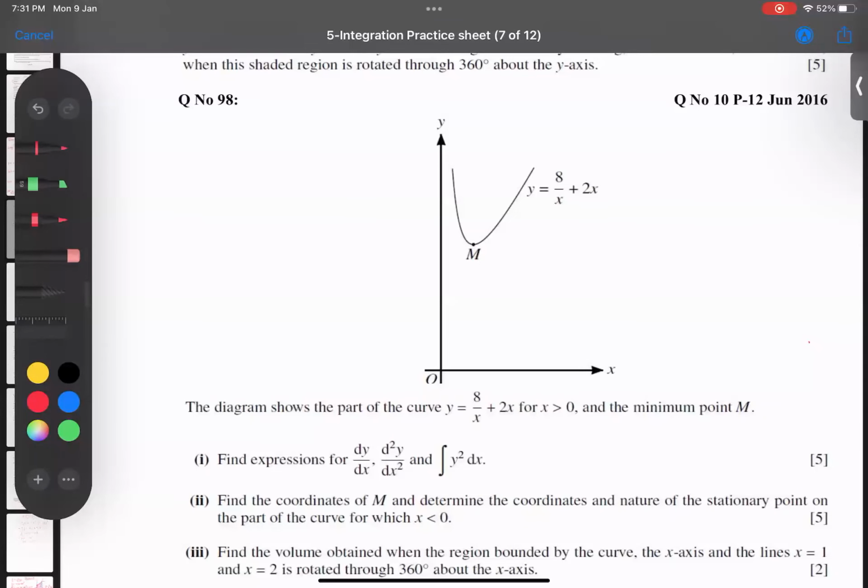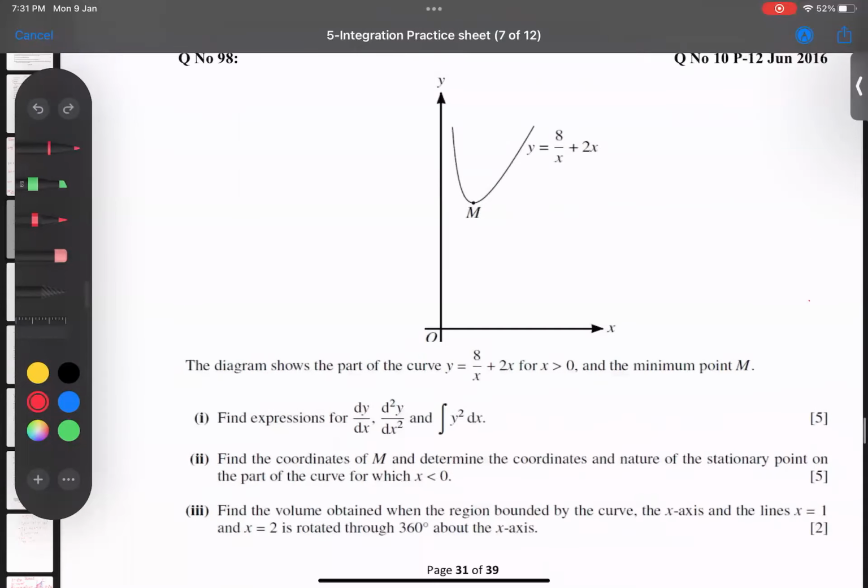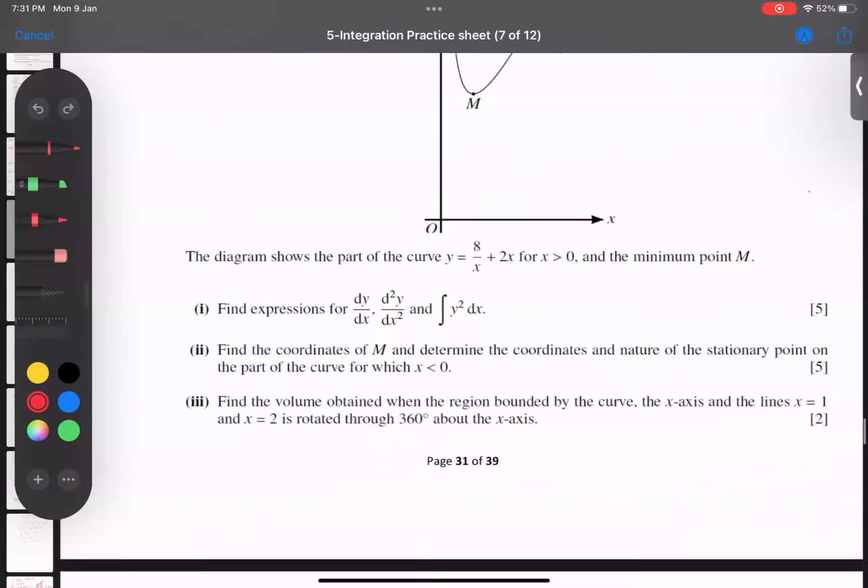It's a question from June 16, question number 10 of paper 2, variant 1. What a question we have here. First of all, we find the first derivative, then the second derivative, and then we have to square this function and then integrate it. So let's start with part I.